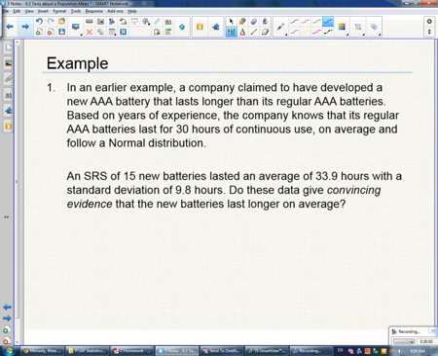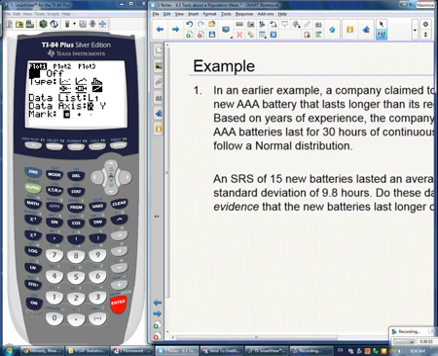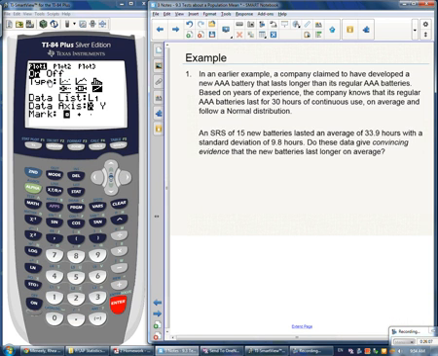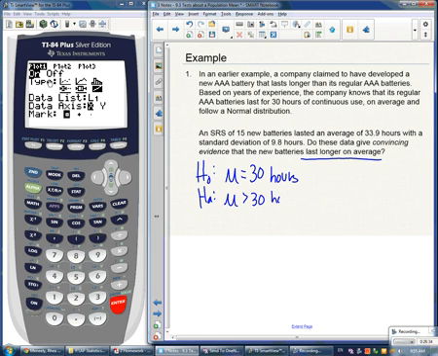I'm going to shrink my screen a little bit so that we can see my calculator and do this one together. So the first thing we want to do is state our hypotheses. We're told that the batteries are supposed to last 30 hours, so we're going to say that our mean for our null is 30 hours. Make sure you include the units. Our alternative, we want to see if the new batteries last longer on average. So we're doing an upper tail test.